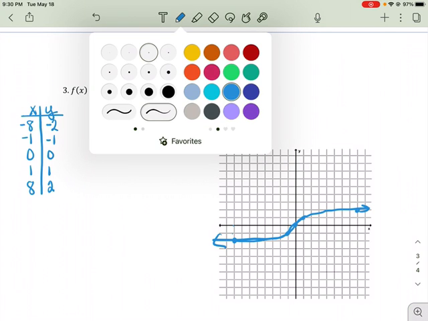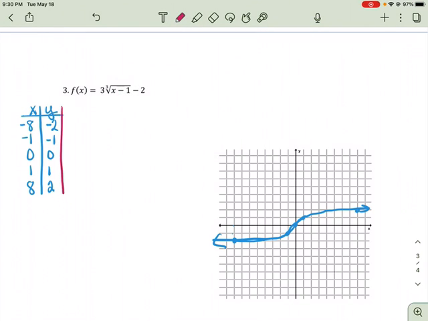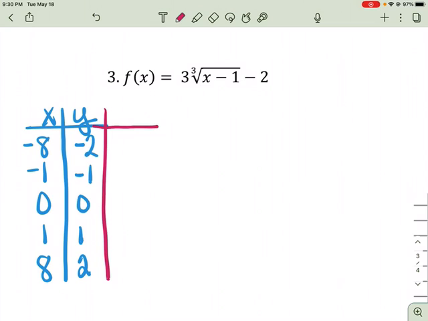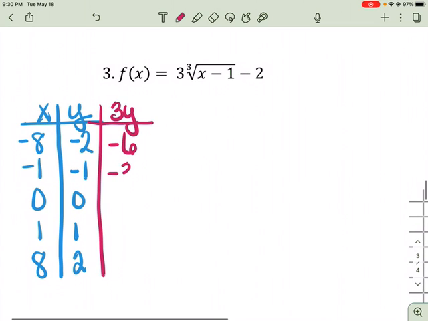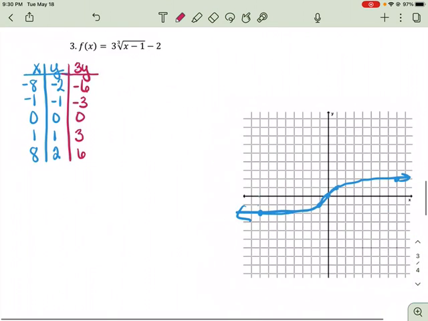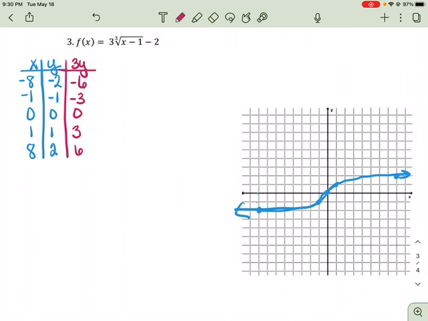All right, so now we're going to multiply all our y's by 3. So just add to the chart 3y. So that's -6, -3, 0, 3, and 6. All right, so over, we're still at 0, 0, then 1, 3, 8, 6, 2, 3, 4, 5, 6.